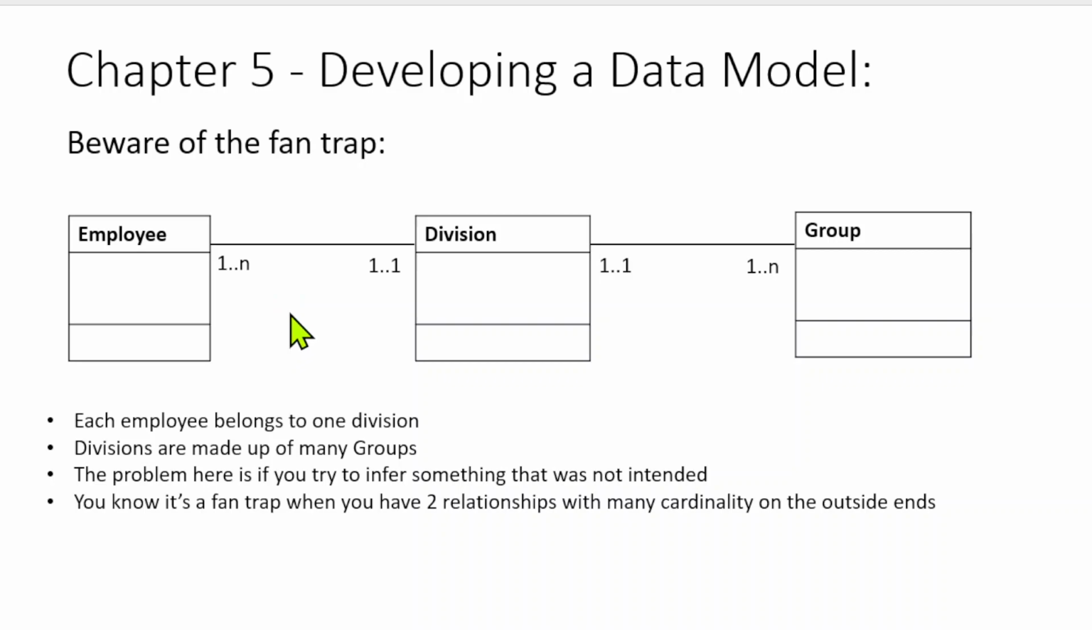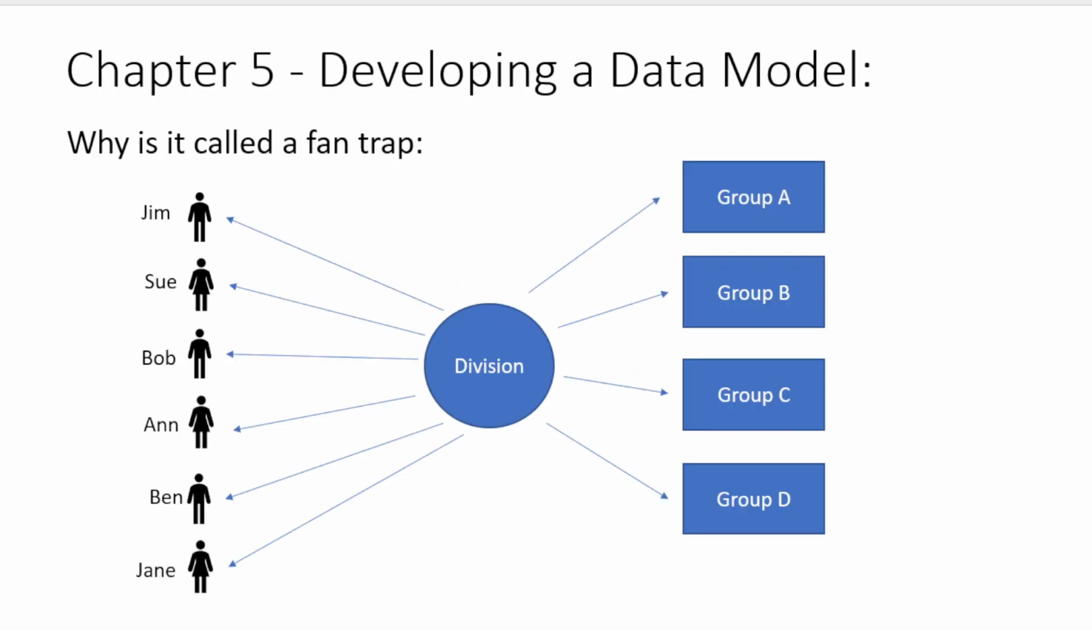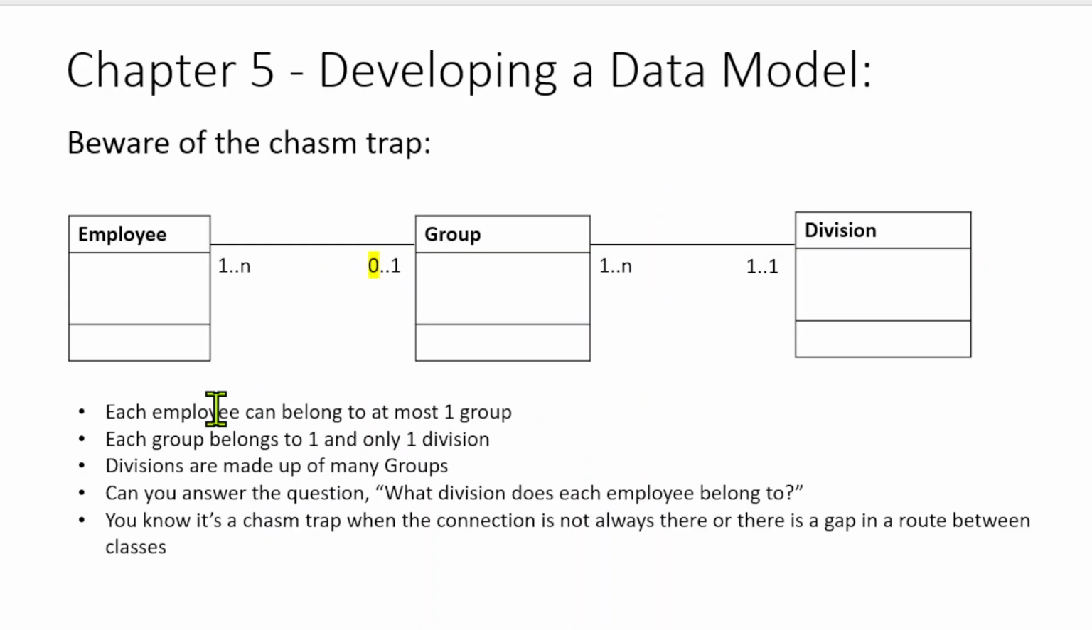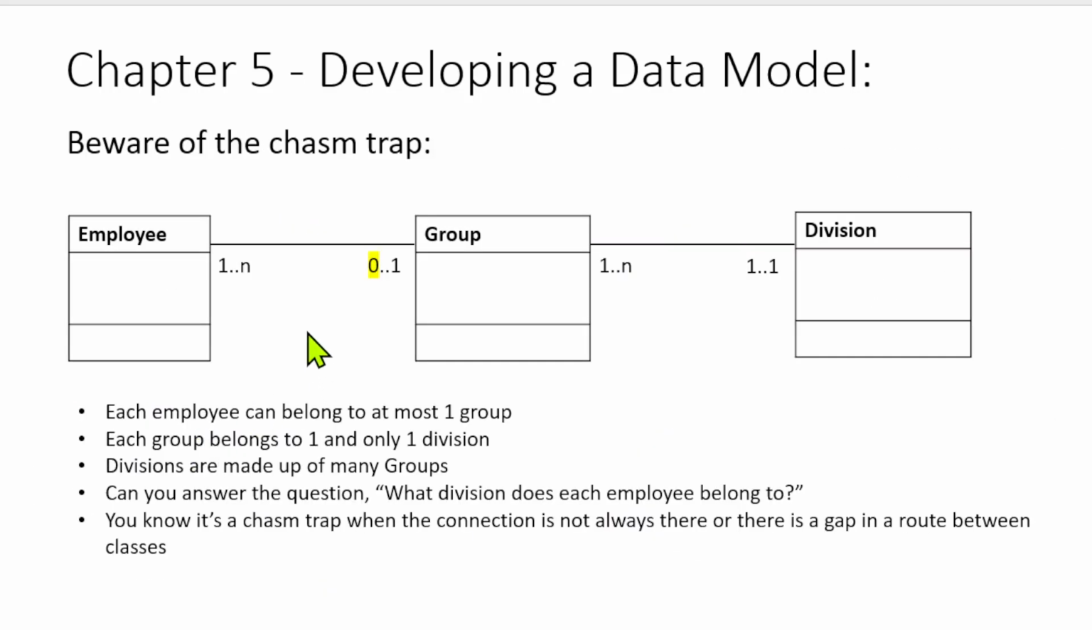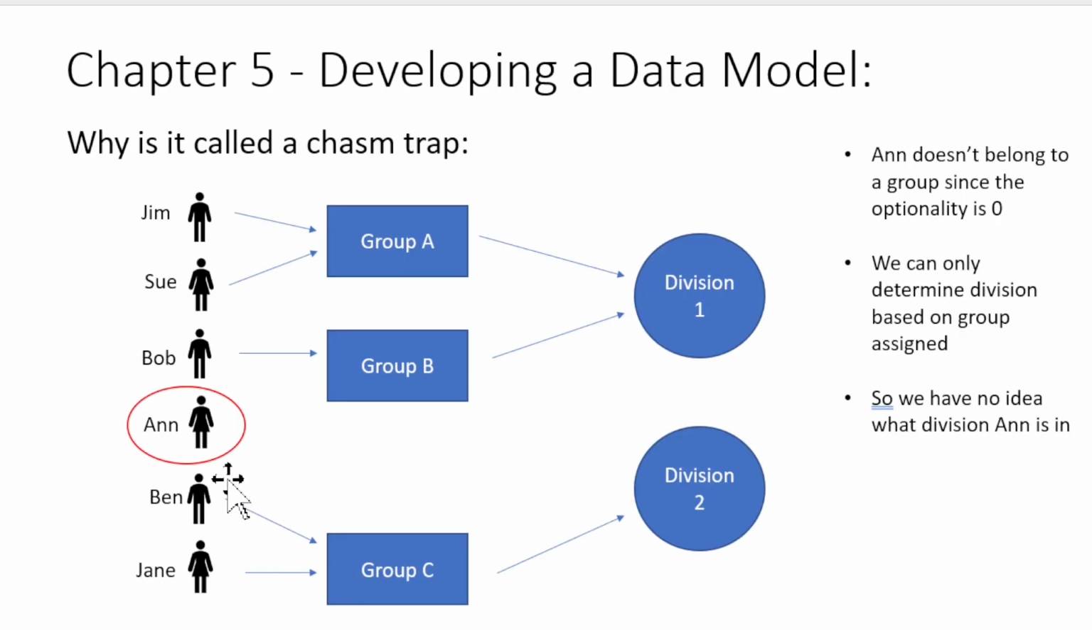Then we looked at situations where inference didn't work well, like this division to group where we had this fan trap, where we had many on either side, and it led to this mess where there's no way for me to infer which group you belong to. And then we looked at the other side where we had this chasm trap. Again, because of this 0, because of allowing the fact that somebody doesn't have to belong to a group, it left somebody to the point where we have no idea what division they can be in. So that's a broken thing too.